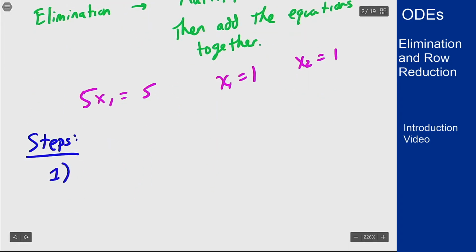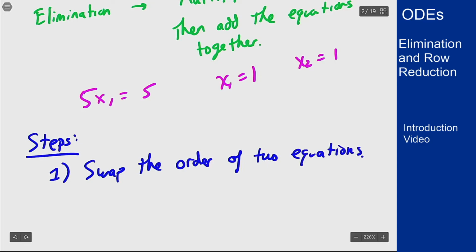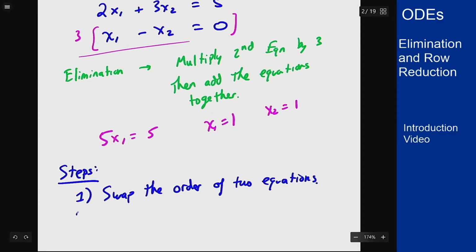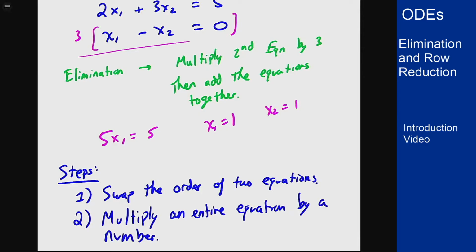Well, one thing we can do, which might seem odd and not really useful, is swap the order of two equations. This doesn't really help us move towards a solution, but it might help us visualize what's going on. If I had a whole bunch more going on here, I might want to put these two equations next to each other so I could see how to solve them. That's why swapping the order might help me visualize what's happening. Option 2 is I can multiply any equation, the entire thing, by a number, like multiplying by 3 the entire equation there.